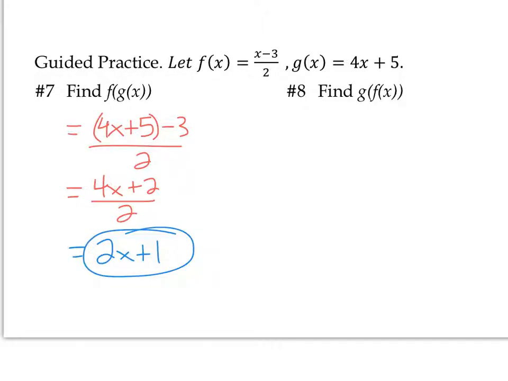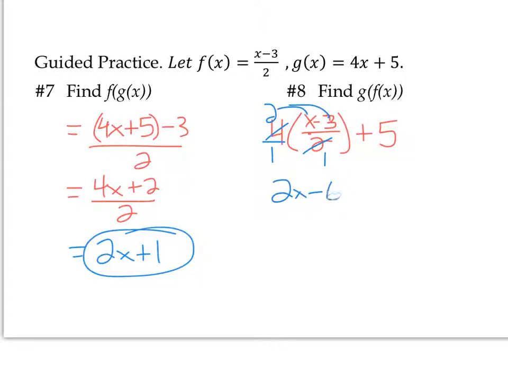In this next example, we're going to take the f function and plug it in to the g. So now we're going to have 4 times x minus 3 over 2 plus 5. And again, we took this whole function f and plugged it into the g function for x. So now, when we simplify this, this is like 4 over 1. Those can reduce to 1 and 2. So we're going to multiply the 2 into the parentheses and get 2x minus 6 plus 5, which equals 2x minus 1.